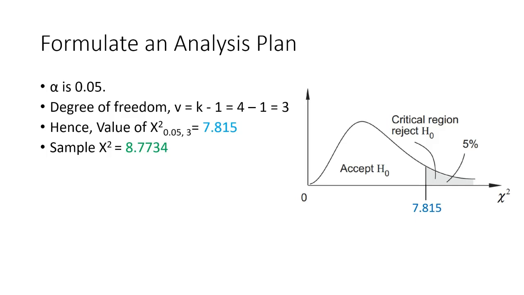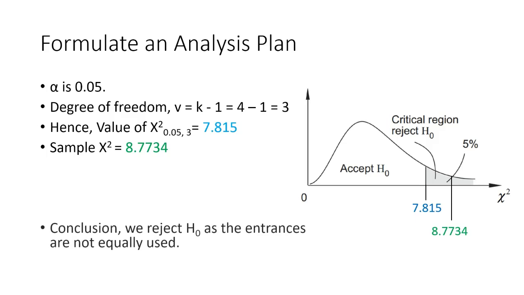By comparing our sample chi-square value, x squared equals 8.7734, notice that the value is in the critical region, reject. Hence, we can conclude that we reject H-null as the entrances are not used equally.